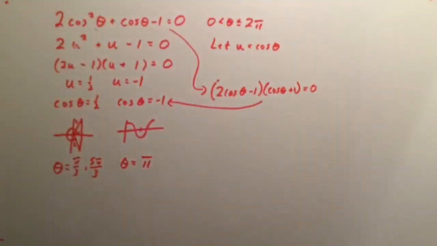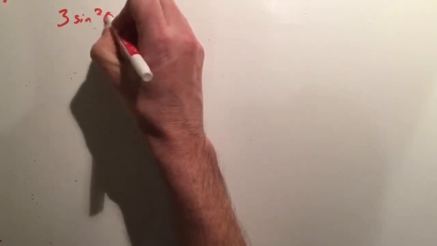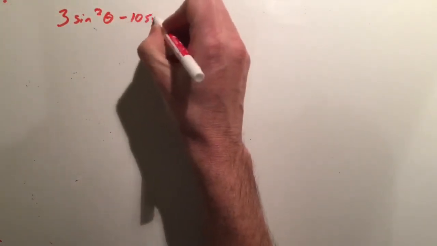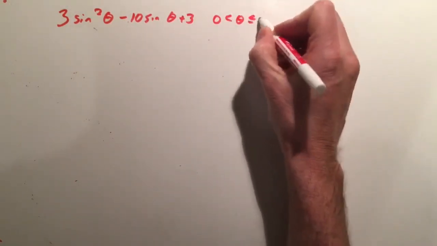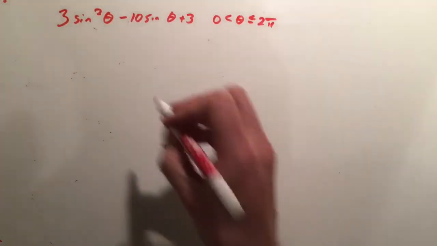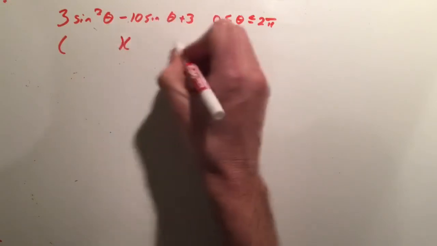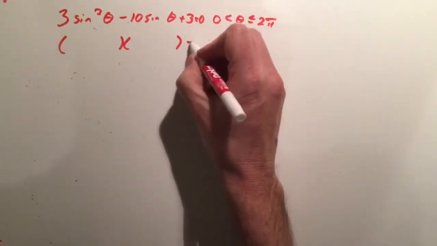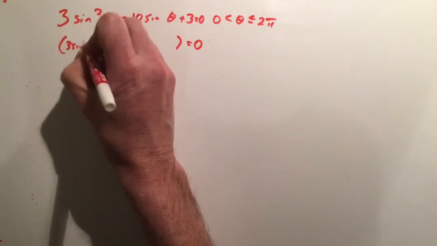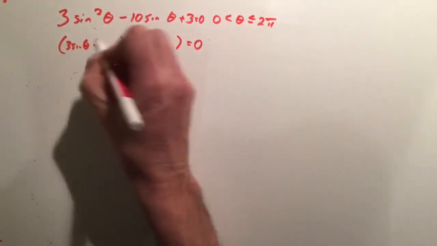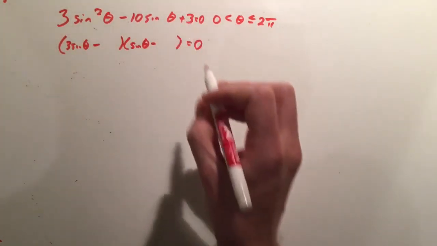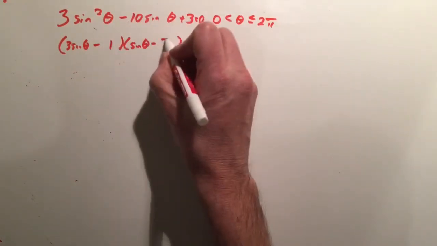All right, let's try another one. Let's do 3 sine squared theta minus 10 sine theta plus 3 equals 0, on 0 less than theta, less than or equal to 2 pi. Okay, you could do a u substitution on this one, or you could just factor it as is. So that's going to be a 3 sine theta, and that's going to be a sine theta. To get my constant, first of all, I need to have 2 negatives there. And to get a constant of 3, I'm going to need a 1 and a 3. I'll put the 1 there and the 3 there.